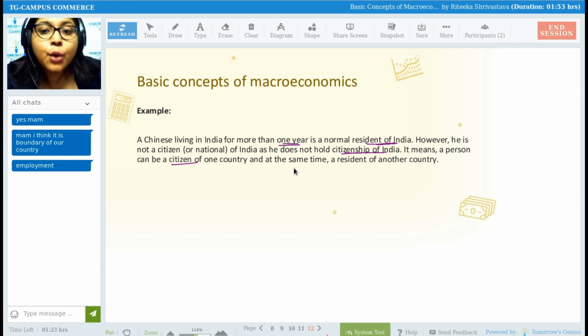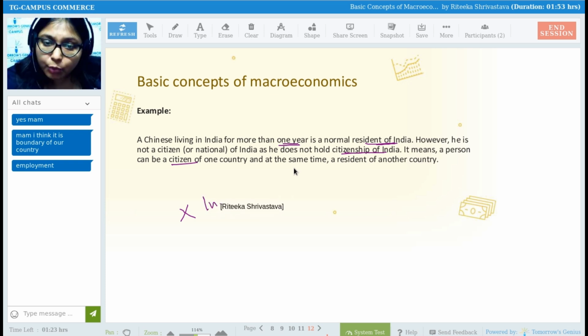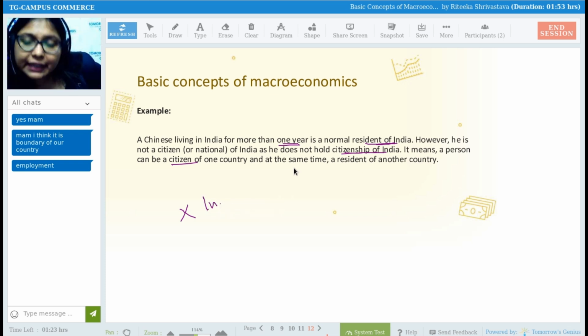Just understand the example very properly. There was one Chinese boy who was staying in our country, India, for more than 1 year. We studied that if anybody stays in our country for more than 1 year and his economic interest lies in our country, then that person becomes a resident of the country. But will he become a citizen? No, because he is not satisfying the conditions of citizenship. He was neither born in India, nor has he applied for any citizenship card from the government. So he is not yet a citizen of the country.